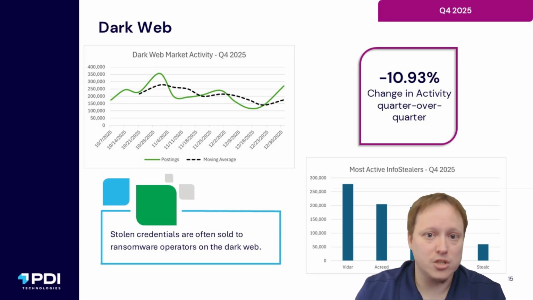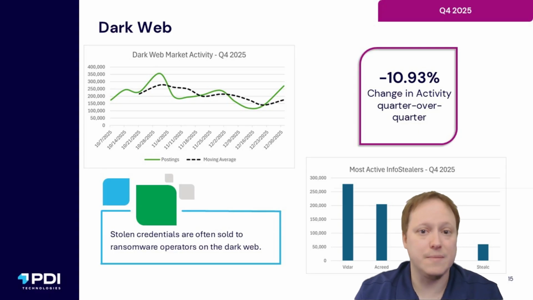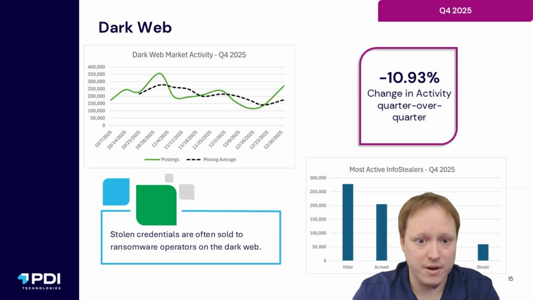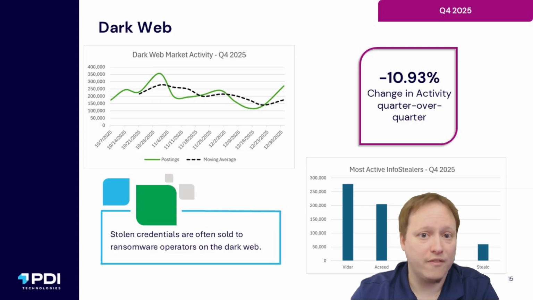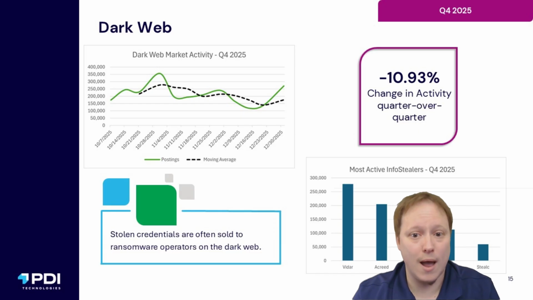Some of the ones that are surging up overall and that we're starting to see bubble to the top are things such as Vidar, which surged over 138% in Q4, Creed, which is a newer flavor of InfoStealer, and Ramadanthus, which is an older one, which has started to resurge in activity as well.